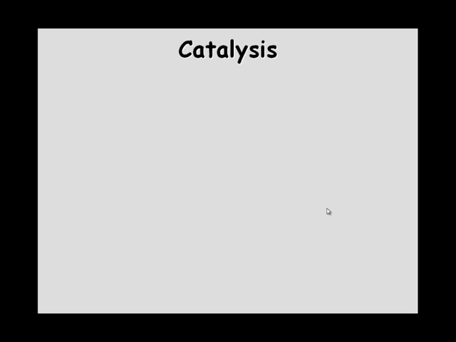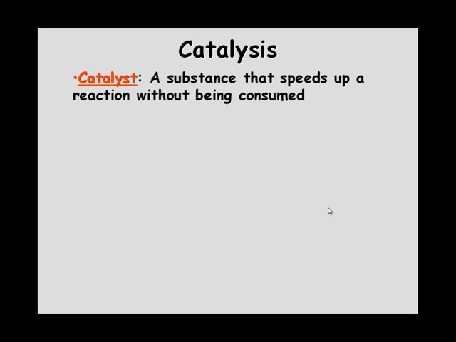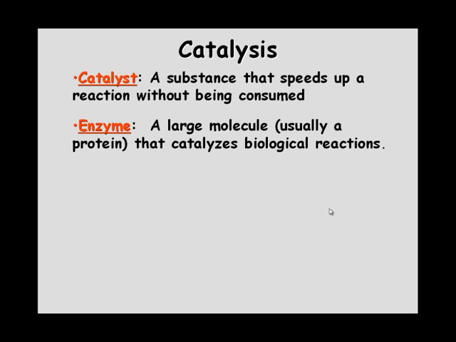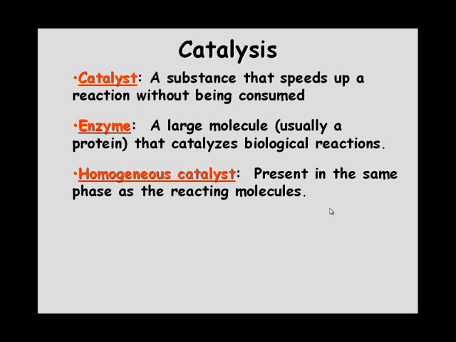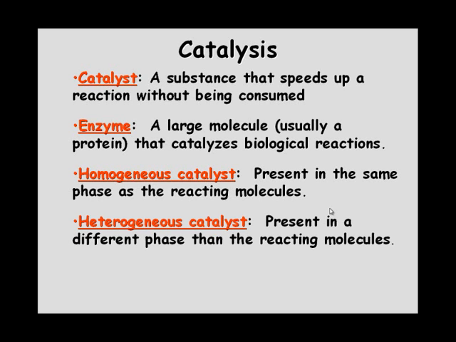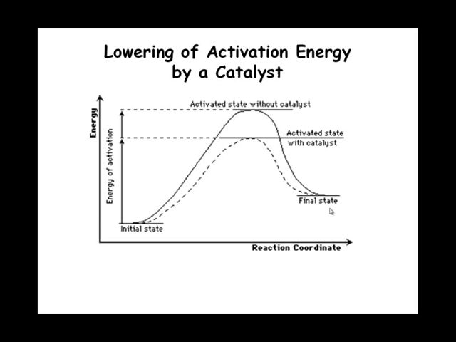Now, the word catalyst is important. It's a substance that speeds up a reaction without actually being consumed. Biologically, we call these catalysts enzymes. So an enzyme is a large macromolecule, usually a protein, that catalyzes biological reactions. Now, there are homogeneous catalysts and heterogeneous catalysts. Homogeneous catalysts are present in the same phase as the reacting molecules. Heterogeneous catalysts are present in a different phase than the reacting molecules.